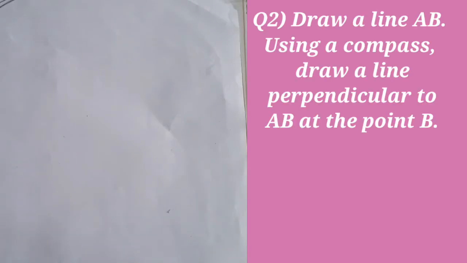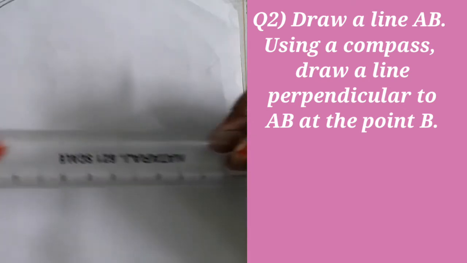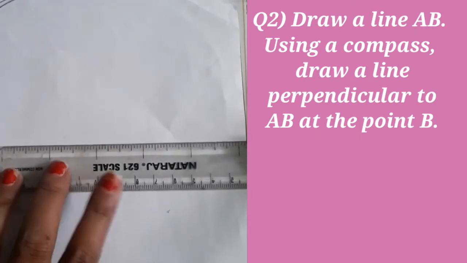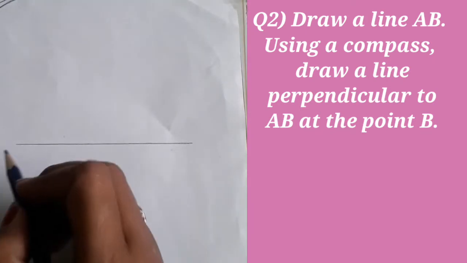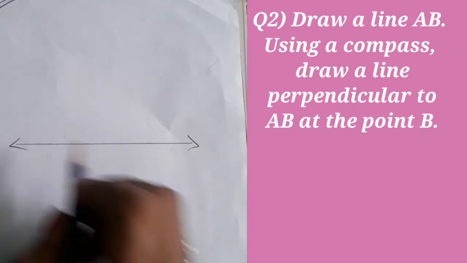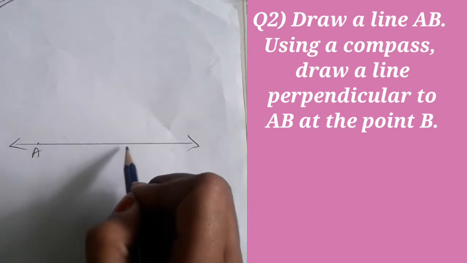Question number 2 is given. Draw a line AB. Using a compass, draw a line perpendicular to AB at the point B. Students, we have to make a line AB. So any measure we can take. So here I have drawn line AB.